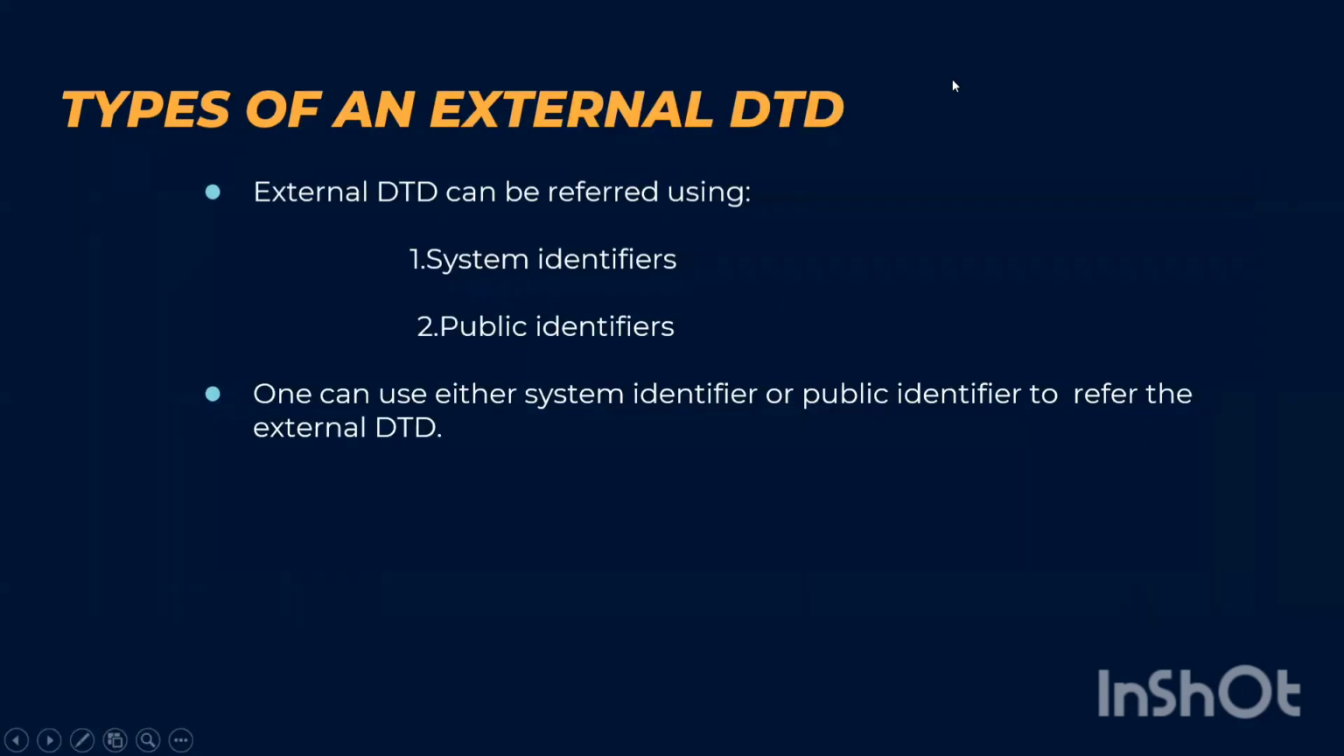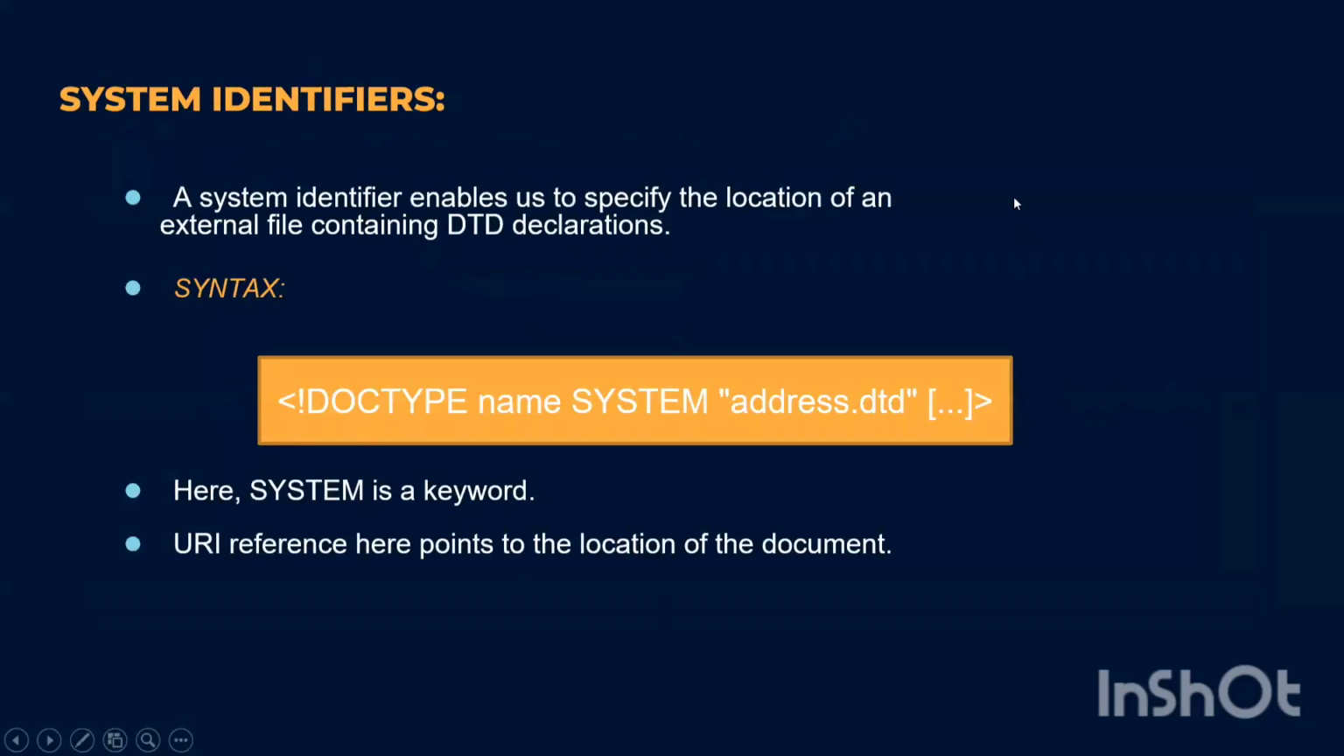And next, there are generally two types of external DTD. One can refer to an external DTD using system identifiers as well as public identifiers. And there is no restriction on using either of these. So first we will see system identifiers. Generally, system identifiers enable us to specify the location of an external file containing DTD declarations.